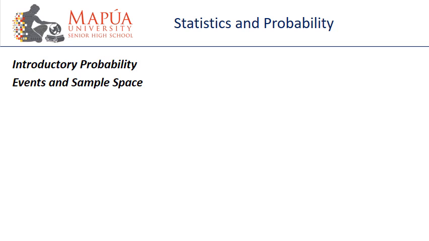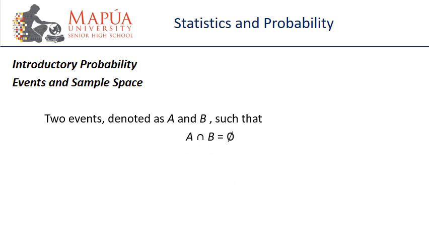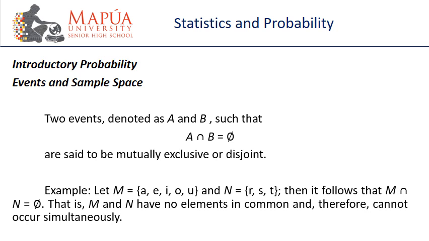And finally, let's consider the last case, the mutually exclusive events. Two events denoted as A and B, such that A ∩ B is an empty set, are said to be mutually exclusive or disjoint. So let's say, for example, let M be the set of vowels A, E, I, O, and U, and N be the set of R, S, and T. Then it follows that M ∩ N is an empty set. That is, M and N have no elements in common and therefore cannot occur simultaneously.